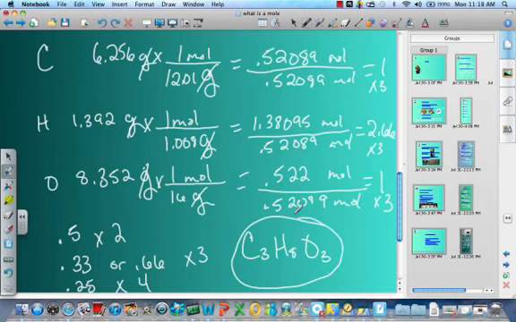If you just follow these steps each time and you're not rounding a whole bunch, try to keep as many figures at the end as possible, so like 4 to 5, then you should have no problem doing this.